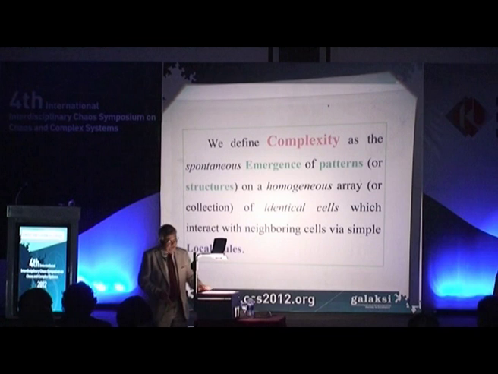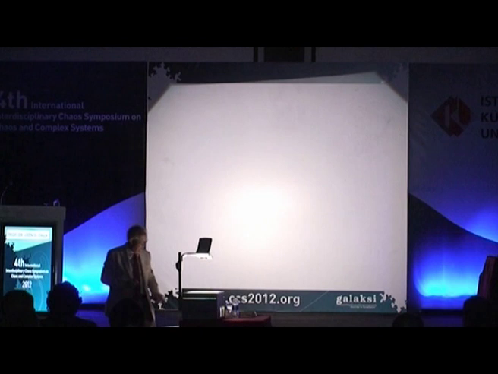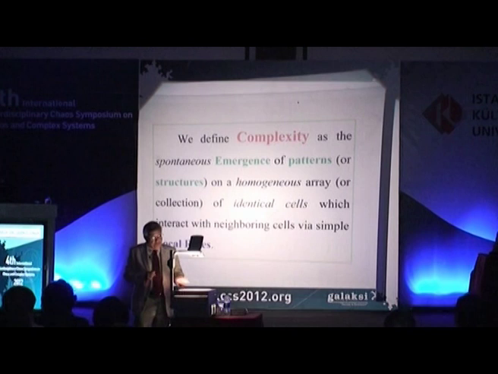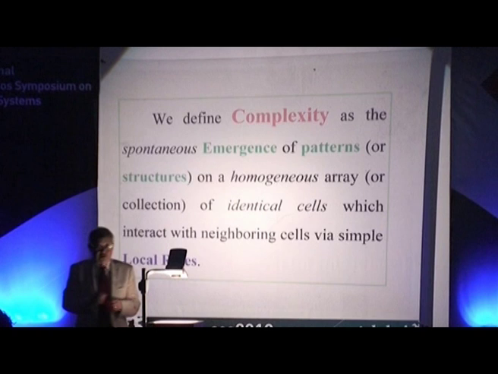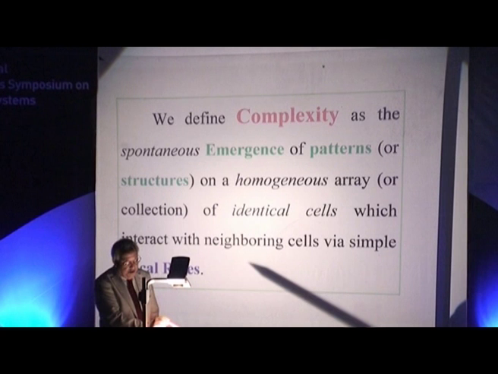So to summarize, first of all, the examples I show are, you can say, homogeneously distributed. They are infinitesimally small cells, but they don't have to be small, it could be discretized. So we also define complexity as the spontaneous emergence of patterns or structures, which could be in two dimensions, three dimensions, or even higher dimensions, in a homogeneous array or collection of identical cells which interact with neighbors via simple local rules.